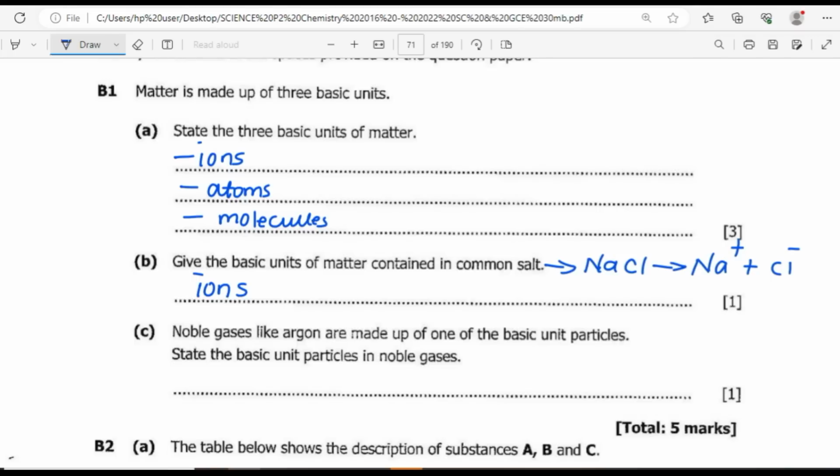Noble gases like argon are made up of one of the basic unit particles. State the basic unit particles in noble gases. Noble gases are just group 8, and under group 8, we know that they are monoatomic. Monoatomic means that they are made up of just one atom. That's why we say they are stable. They cannot be found in a compound. So the basic units of matter that can exist there are just atoms.